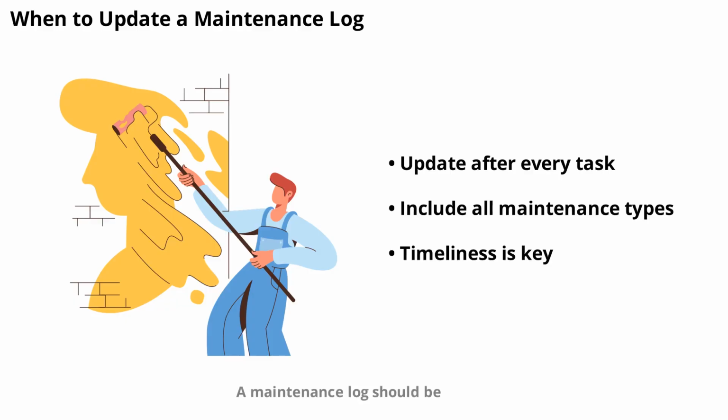A maintenance log should be updated every time maintenance is performed. This includes routine inspections, repairs, part replacements, and even cleaning. Timely updates ensure that the log remains accurate and useful. Delaying entries can lead to forgotten details or missed tasks, which may affect the reliability of your equipment or facilities.